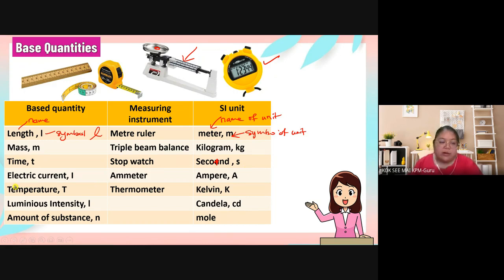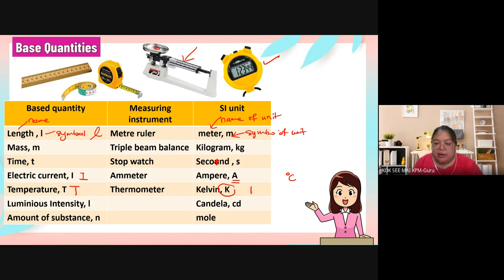Okay, electric current. Electric current is a capital I. Using an ammeter to measure. The unit is ampere, capital A. Then temperature is also a T, but it is a capital T. Using a thermometer to measure. SI unit Kelvin. Normally we use degrees Celsius, right? If the question says SI unit, you must mention Kelvin, capital K.